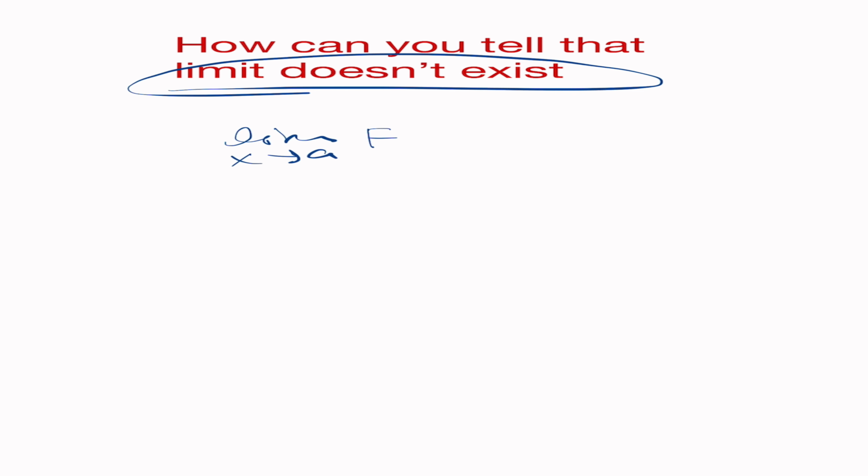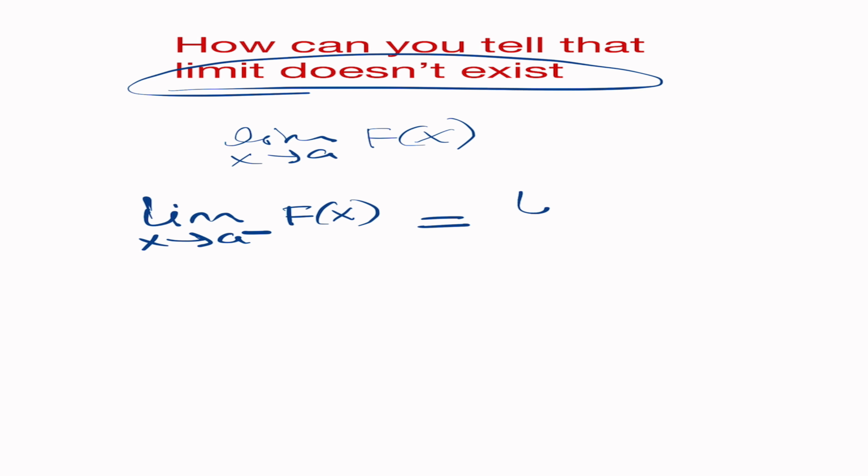for any function f of x. First you have to go for left side and right side, and if both of the values from left side and right side are the same, then limit exists, and if it doesn't, that means it does not exist. So let's say the limit as x approaches a from the left side of f of x is exactly the same as the limit as x approaches a from the right side of f of x, then limit exists.